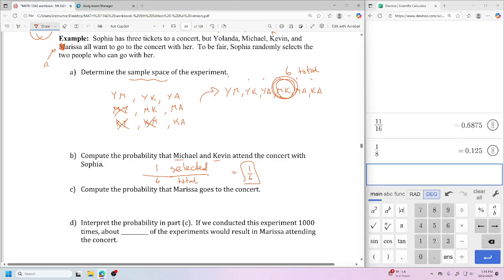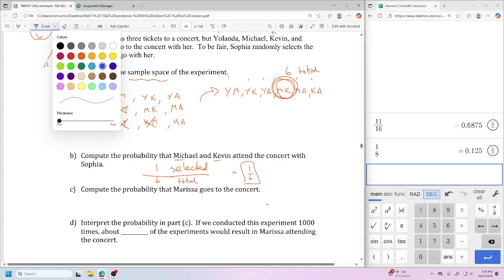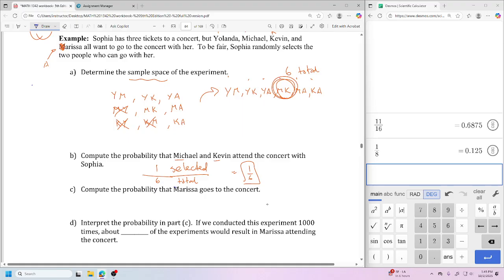What's the probability of Arissa going? Again, I have to say Arissa for this one. So Arissa, there and there and there. So same as last time, we got selected over total. What would be my selected?